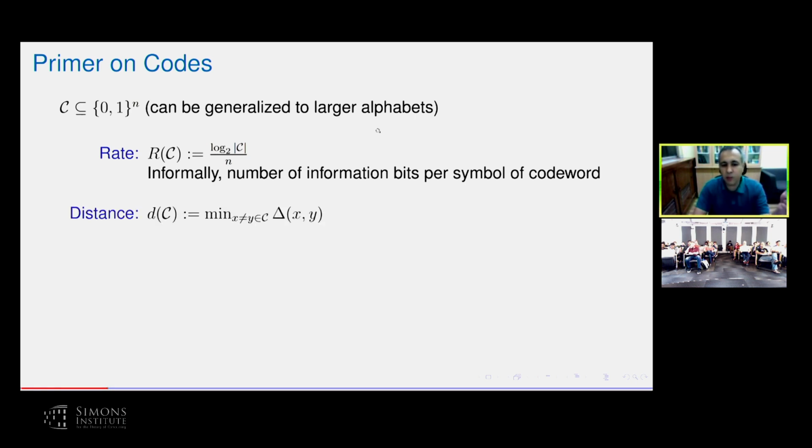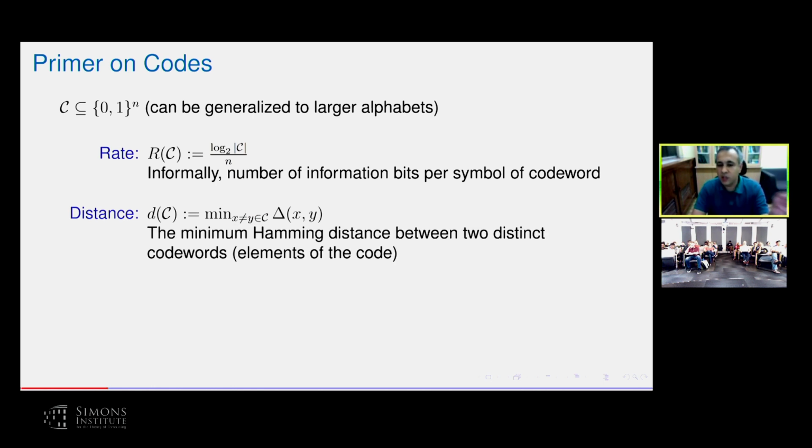And then you have the other important parameter of a code, which is the distance of a code. It's the minimum Hamming distance between two distinct code words, between two distinct elements of the code. And typically what we'll be using is fractional distance, which is d over n. If a code has block length n, rate r and distance delta, this is usually denoted using the shorthand notation: an (n, rn, delta n)_2 code. The 2 refers to the fact it's over the Boolean alphabet.